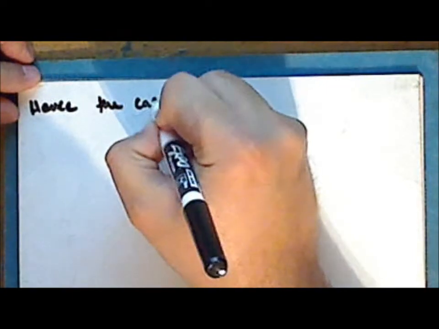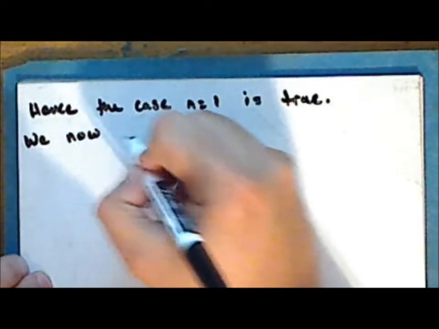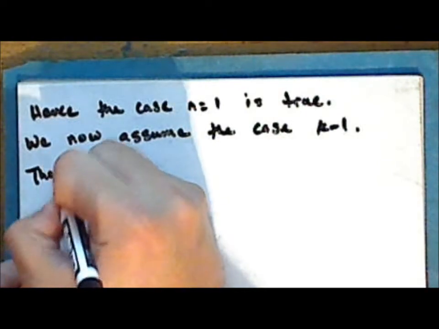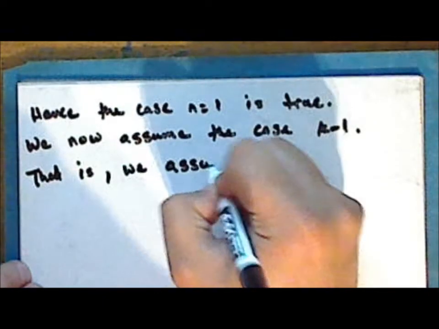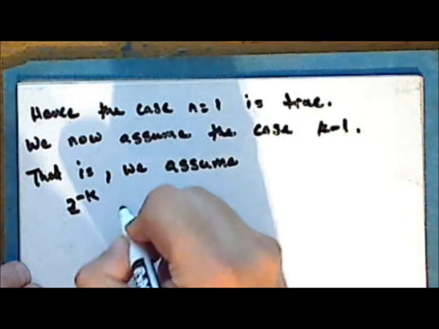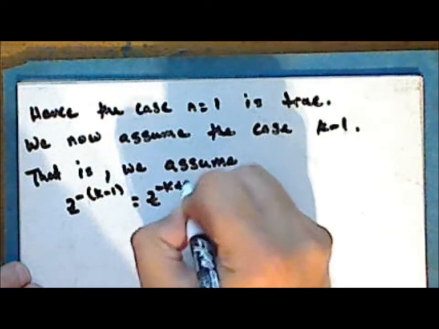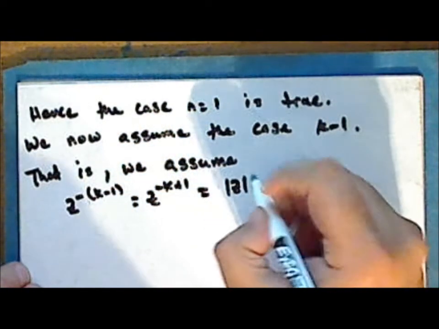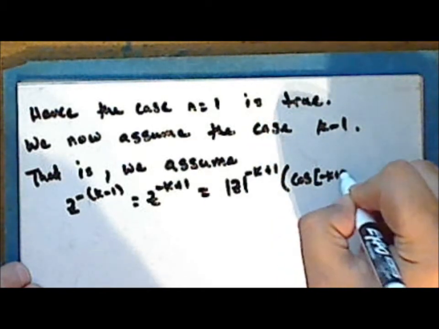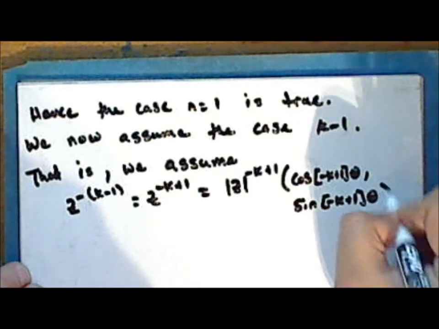Hence the case n equals 1 is true. So we now assume the case k minus 1, that is, we assume that the statement z to the power of minus the quantity k minus 1, which is z to the power of minus k plus 1, is equal to the modulus of z to the power of minus k plus 1 times the ordered pair cosine of minus k plus 1 times theta, sine of minus k plus 1 times theta. We assume that this is true.